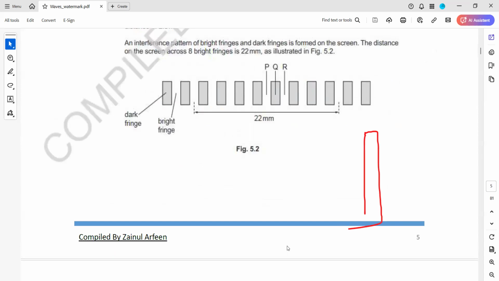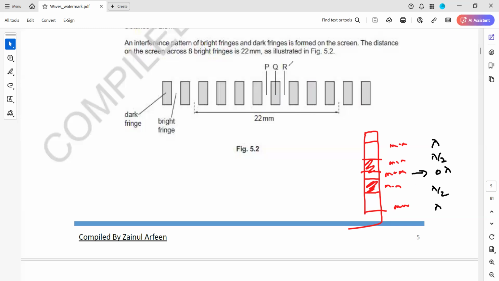If we have a central maxima, then we'll have a minima, and then a maxima. So this will be a minima, then a maxima. So what is the path difference? Remember, the path difference for the central maxima is 0 wavelength. For the first minima, lambda by 2. For the first maxima, lambda. Same thing, here will be lambda by 2 and here will be lambda.